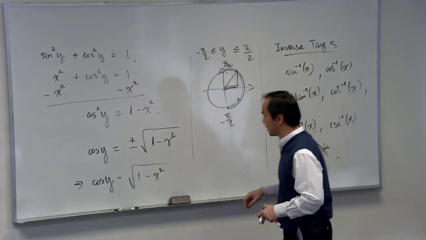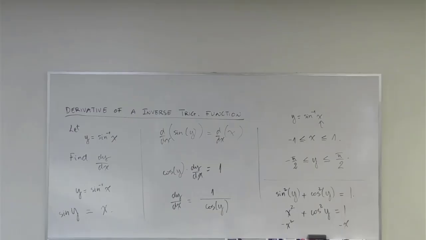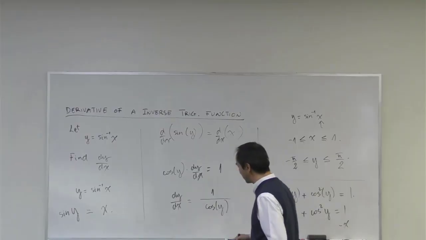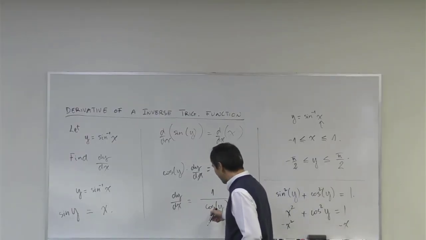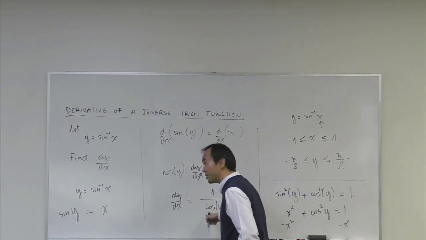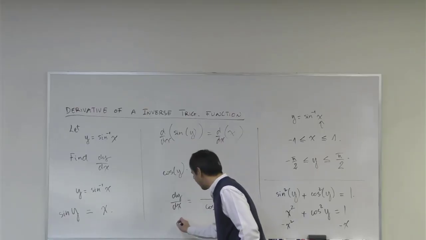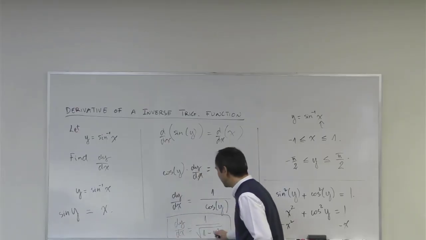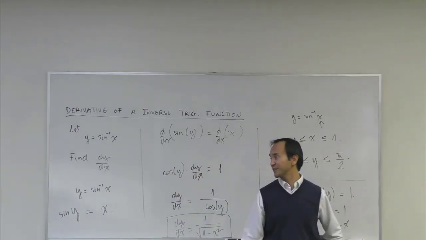So now that means what? Back to our derivative step that I was finding. So I was up to this point right there. Right? And I kind of worked that out using some scratch work for this. But cosine of y is now the positive square root of 1 minus x squared. So the final derivative, dy/dx equals 1 over square root of 1 minus x squared. So now we have found the derivative for the sine inverse of x.